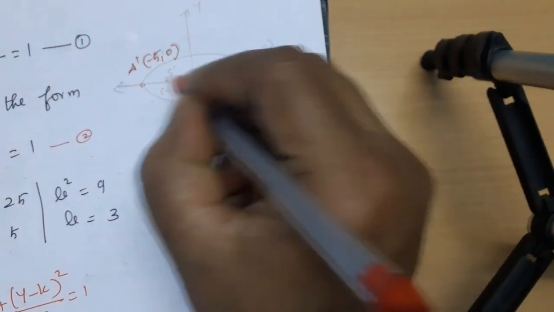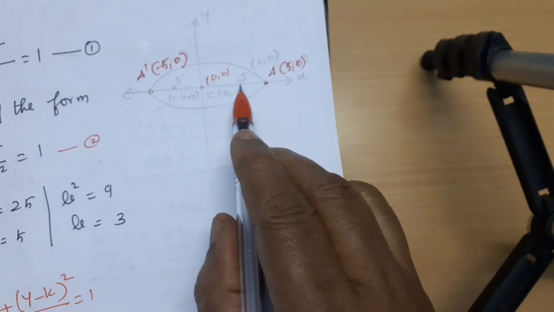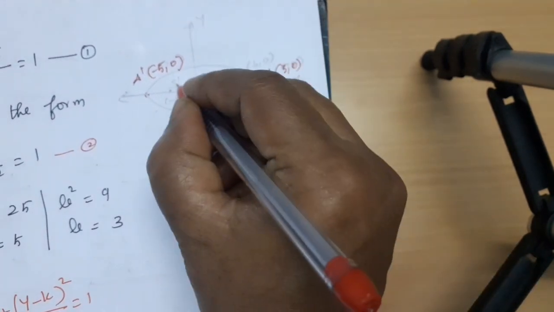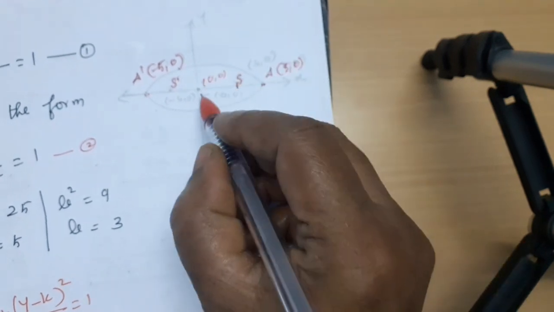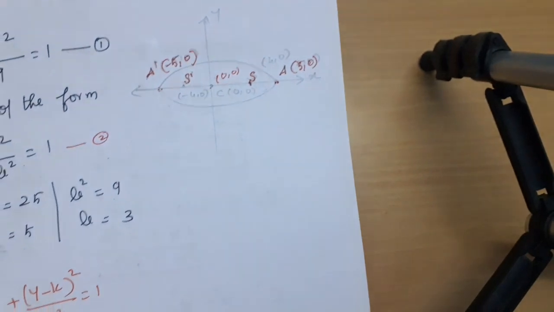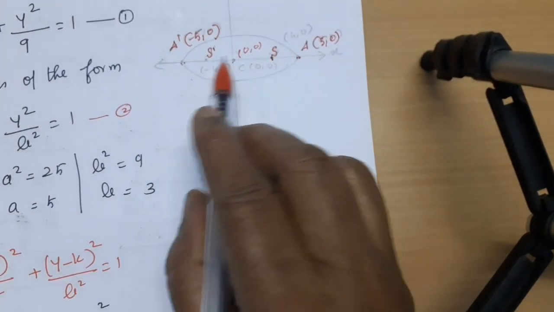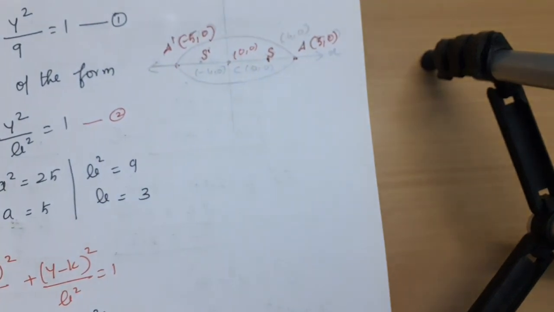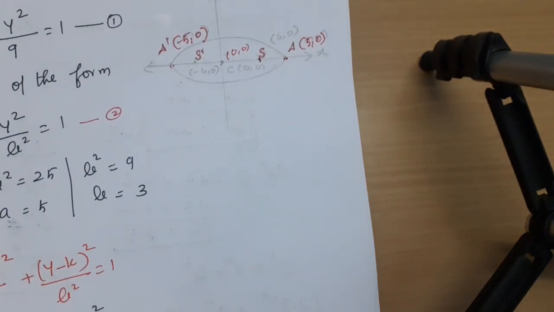Next, S and S dash are the focus. The focus is named S and S dash. This is S. S is the focus, and S dash too. The distance from the center to the focus, S and S dash, is the distance between the foci, on the right of the ellipse and left of the ellipse. So we are going to learn the focus.